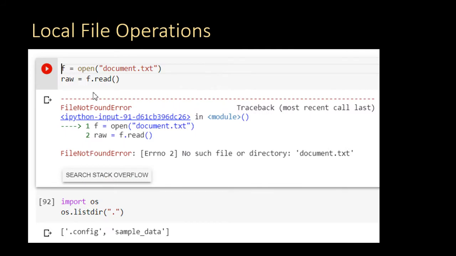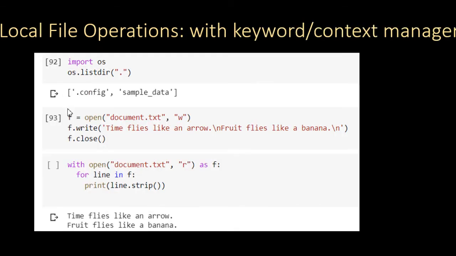Let's take a look at a few file operations. Obviously, if you attempted opening a file when it doesn't exist, it'll throw an error. You can check if a file exists using the listDir method within the OS package. Dot signifies the present directory. You can open a file, write to it, and then close it.